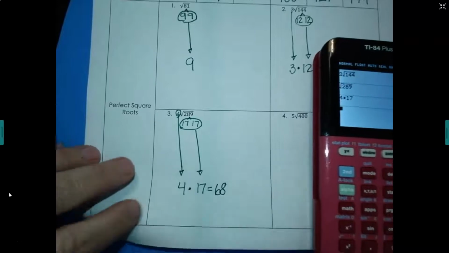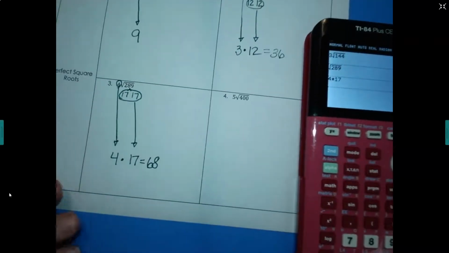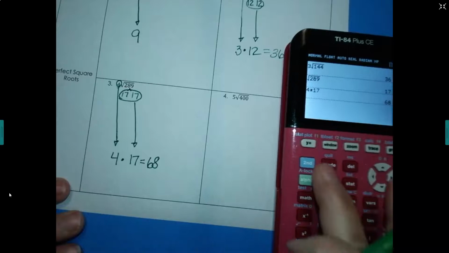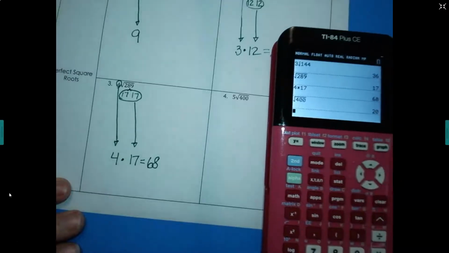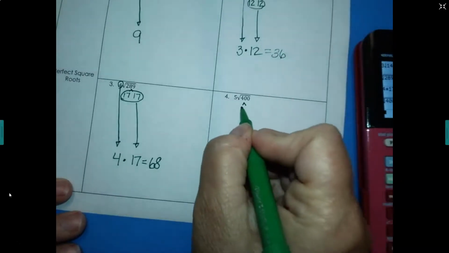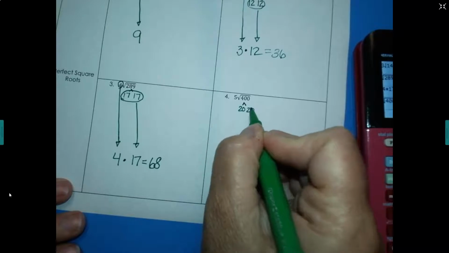One last one on our perfect squares. Then we're going to make it a little bit different. So we have second x squared. I'm going to put 400 in there to see if it's a perfect square. It is 20. See how it's a nice, pretty number? That means this is 20 times 20.